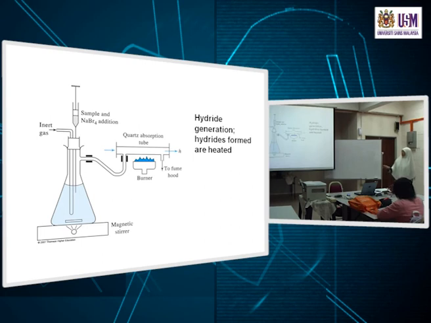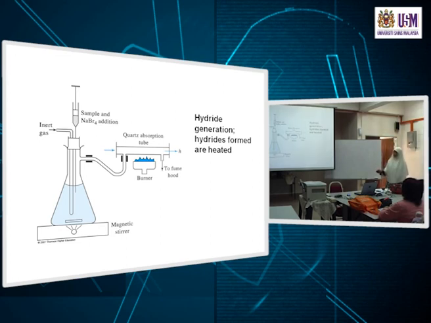you might have your burner head, but on top of the burner head you now have a quartz tube. Okay, a quartz tube, through which your beam must go through. So the atoms will be formed in this quartz absorption tube. This tube is then connected to a reaction vessel where the hydride is formed.